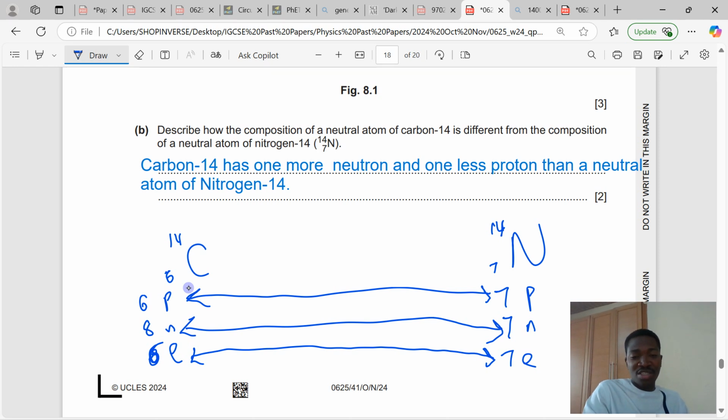Then you can also explain it in terms of ions, unless the question does not tell us that it is neutral. When the question does not tell us it is neutral, then you don't have to bring in that concept of electrons. But if the question stated that they are neutral, then you can solve the question in terms of the number of electrons too.